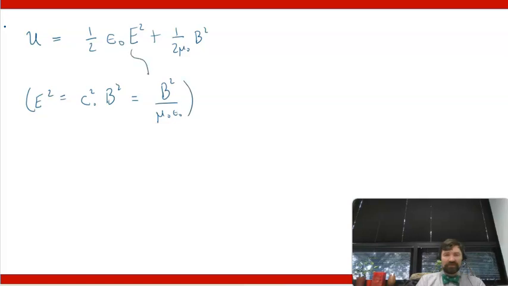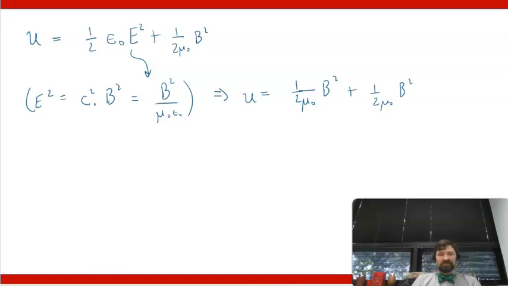And so if we substitute this for E, then what we end up with is that the energy density little u should look like 1/2 epsilon naught over mu naught epsilon naught. So that'd be 1/2 B squared over mu naught plus another 1/2 B squared over mu naught. And that's an instantaneous value. So add those two together, and what you end up with is B squared over mu naught.